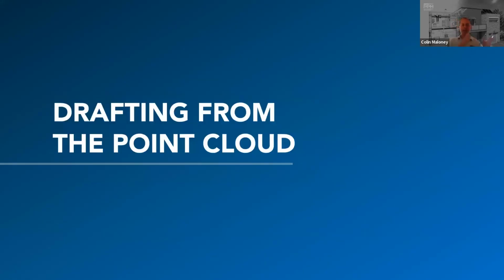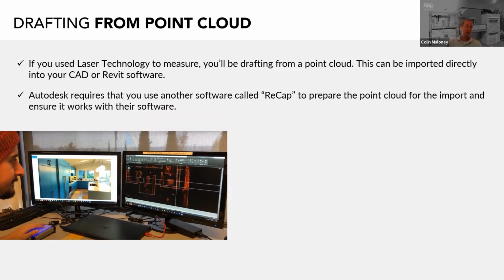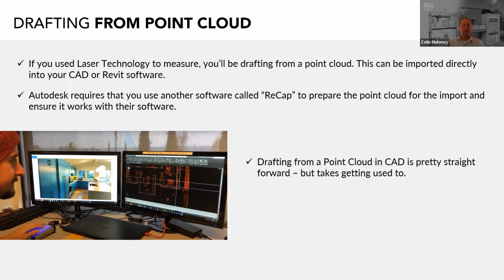Now we can shift our thinking back to the scanner method and doing this work using the point cloud that we've created. If you use laser technology to measure, you'll be drafting from a point cloud. This can be imported directly into your CAD or Revit software. Autodesk requires that you use another software called Recap to prepare the point cloud for the import and ensure it works with their software. Drafting from a point cloud in CAD is pretty straightforward, but it takes getting used to. Modeling from a point cloud in Revit has a few less options.